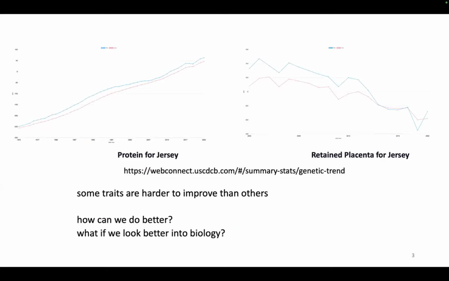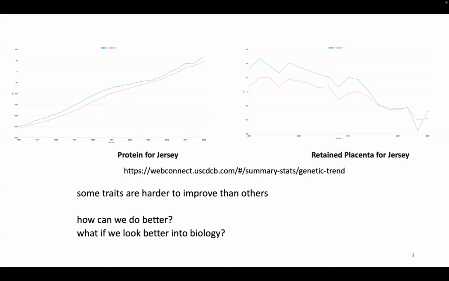This is just a motivating example. This is the US genetic trend for protein for Jersey, and then one of the health traits, retained placenta. Retained placenta positive is good, which means that it's been slowly deteriorating, and clearly we have some traits that are more difficult to improve than others. One of the difficulties is recording, the other one is heritability. So how can we do better?